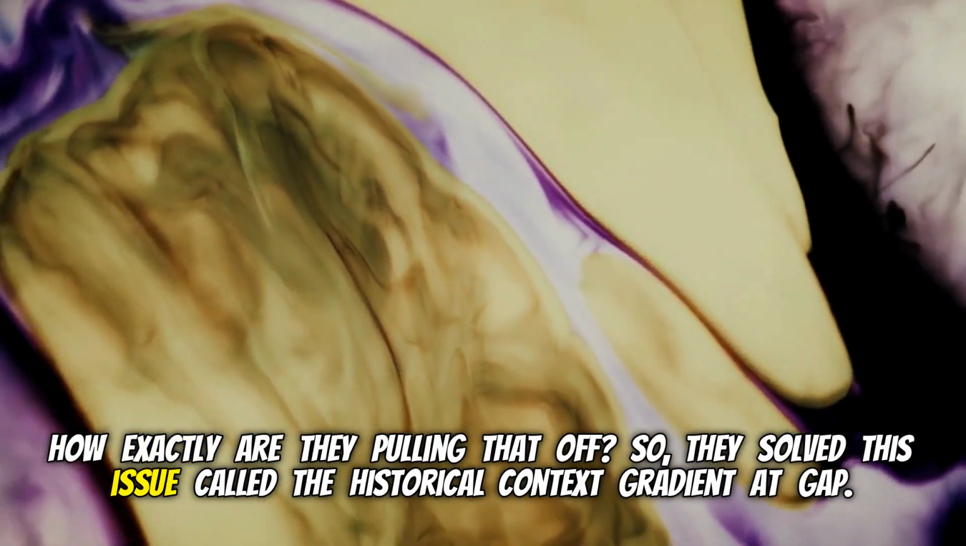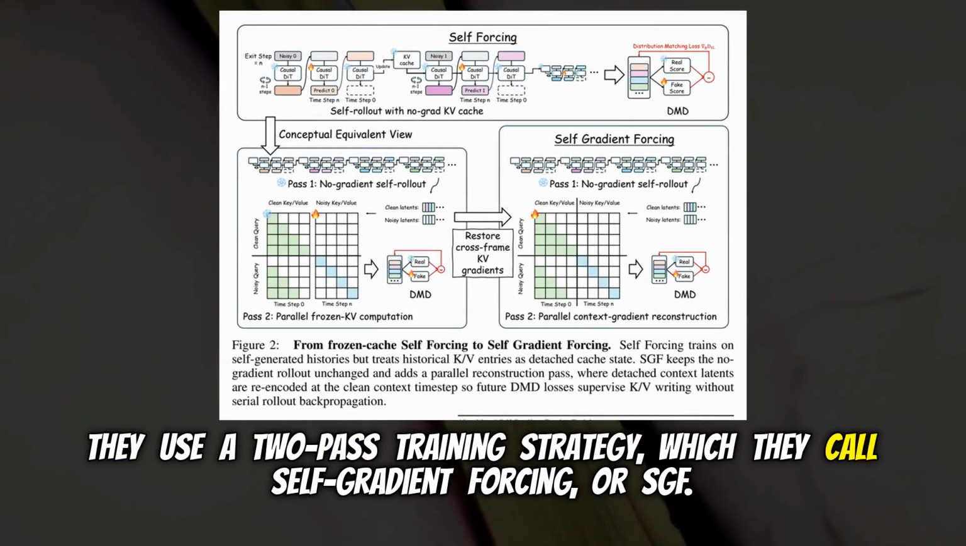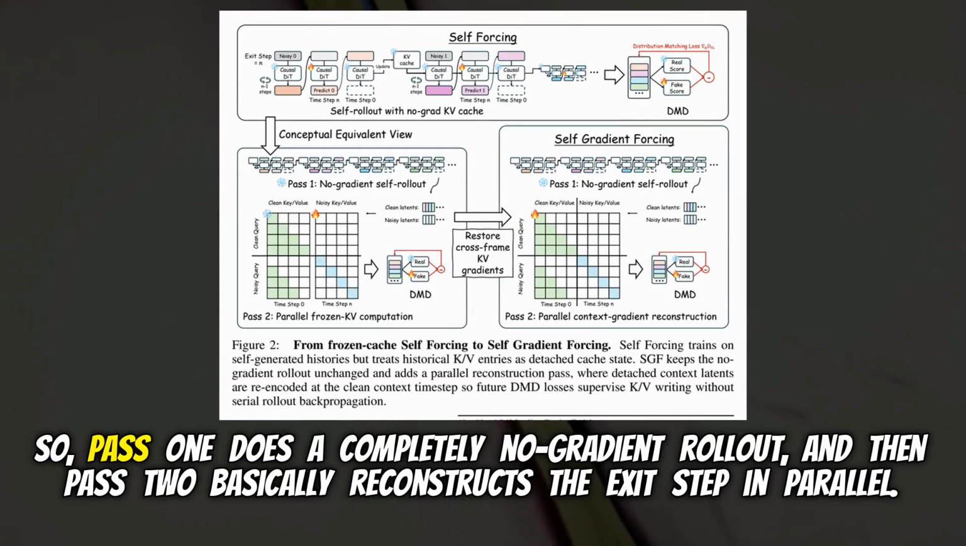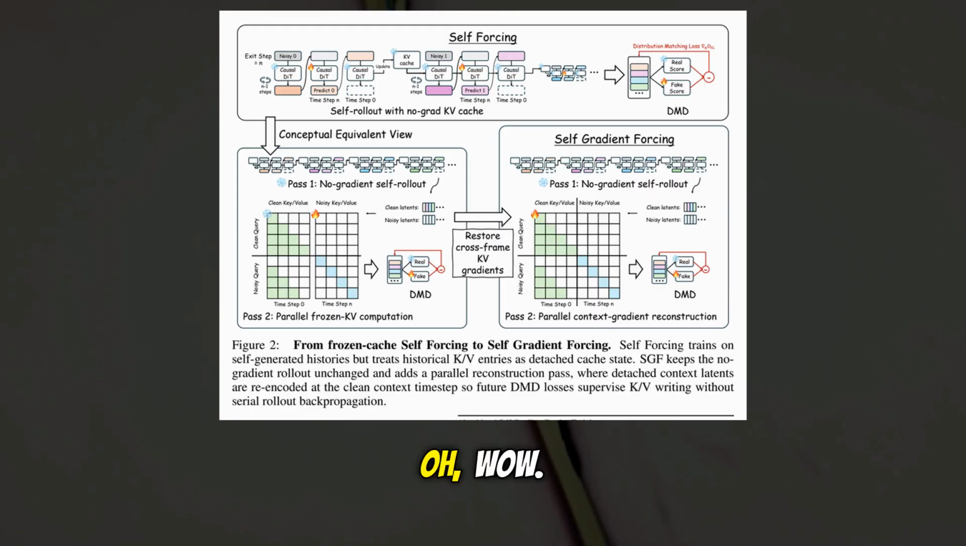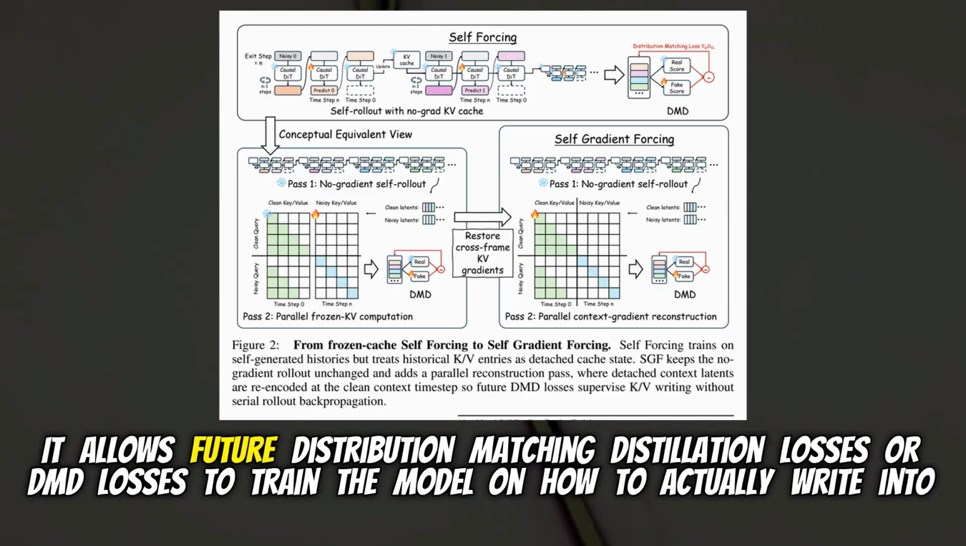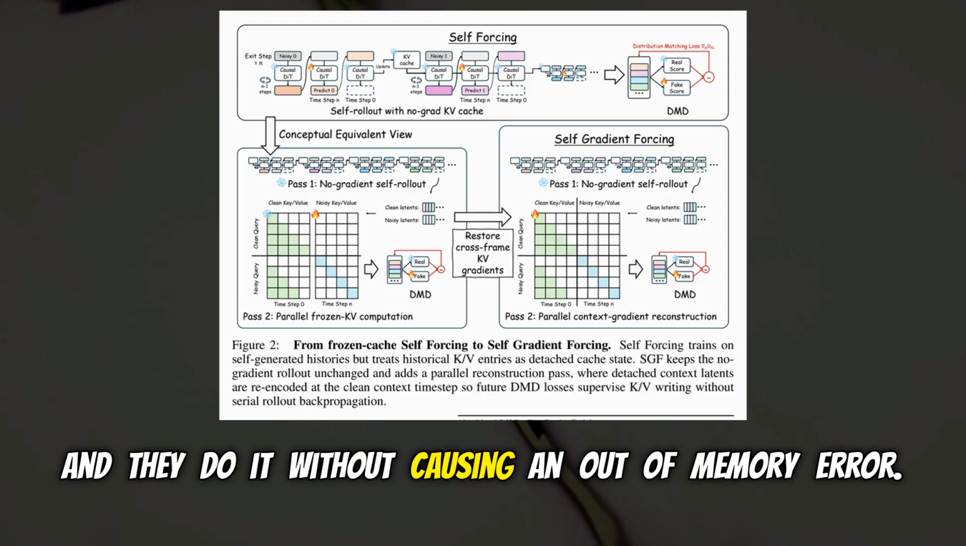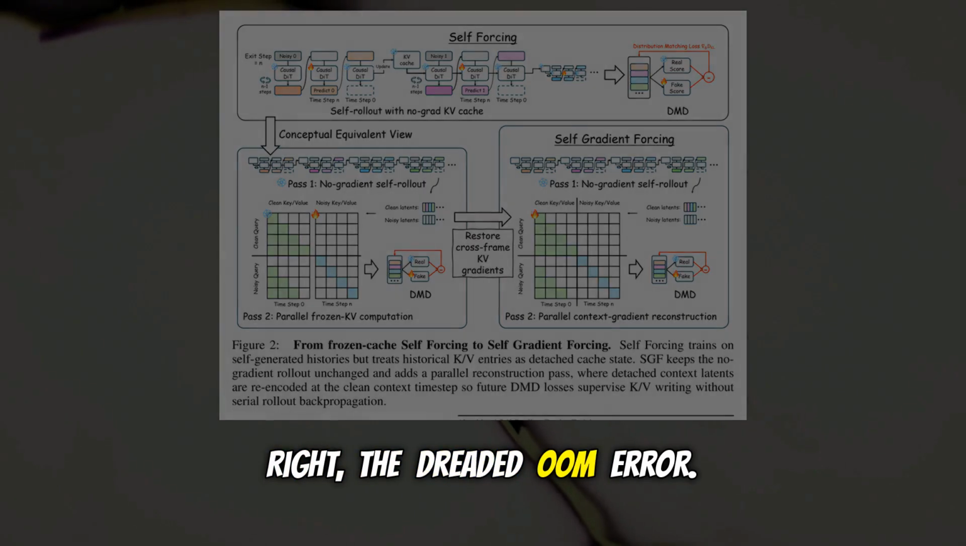So they solved this issue called the historical context gradient gap. They use a two-pass training strategy, which they call self-gradient forcing, or SGF. Okay, SGF. Got it. Yeah, so pass one does a completely no-gradient rollout, and then pass two basically reconstructs the exit step in parallel. Oh, wow. So they reconstruct it so they can apply the loss. Exactly. It allows future distribution matching distillation losses, or DMD losses, to train the model on how to actually write into the KV cache. And they do it without causing an out-of-memory error. Right, the dreaded OOM error.